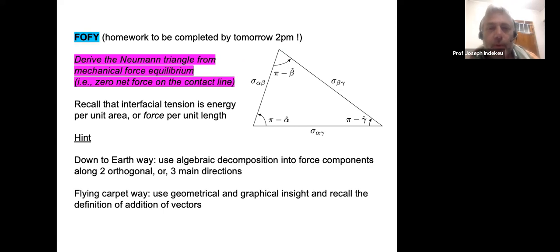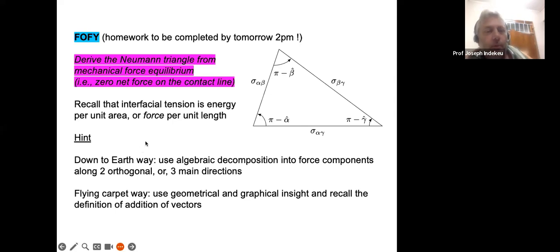And this is actually something that I'm asking you to do for homework, to be completed by tomorrow, 2 p.m. Derive the Neumann triangle from mechanical force equilibrium. So require the net force to be 0 on the contact line and come up with this geometrical construction as a result of this requirement. And I would like you to recall that the interfacial tension is energy per unit area or force per unit length. And I'm giving a few hints here.